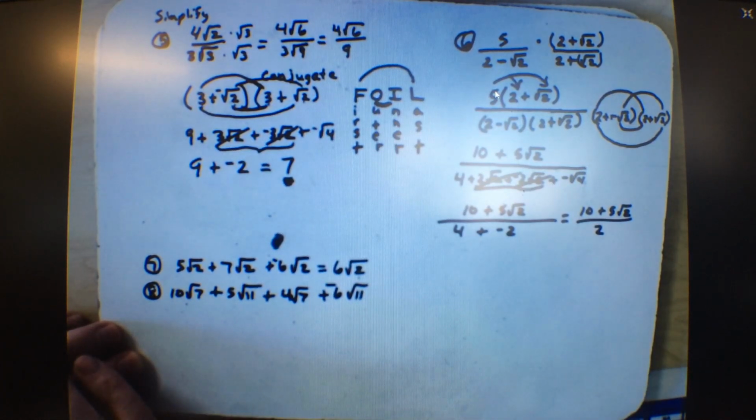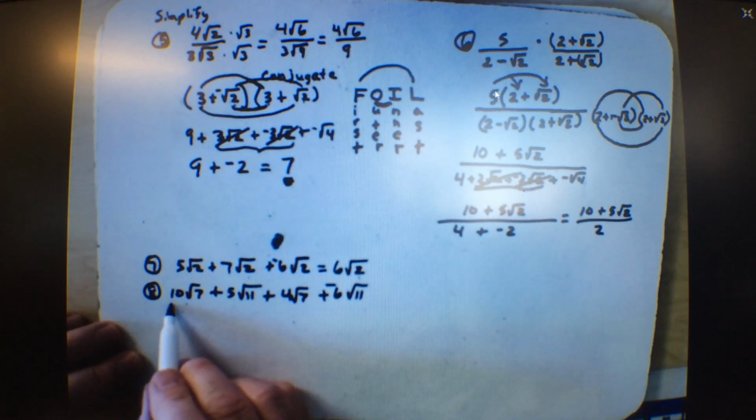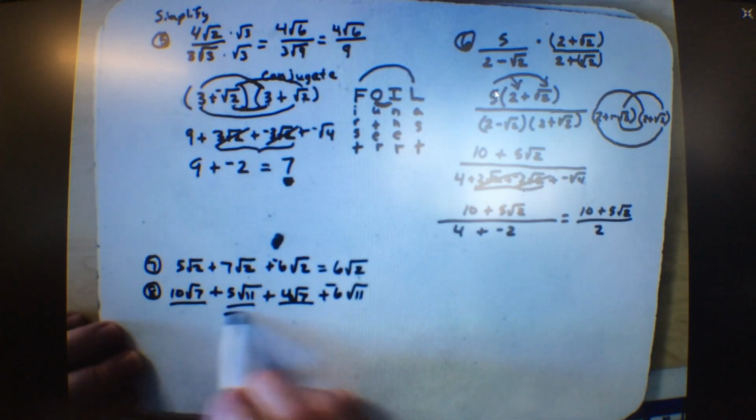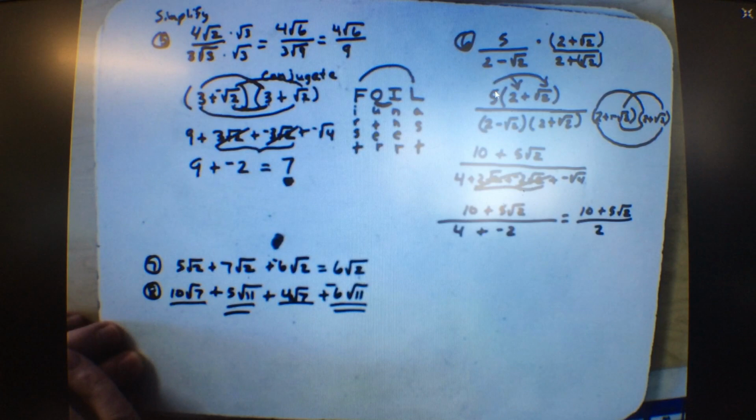First thing I do, because I'm going to rearrange them, you'll notice that this guy and this guy are like because they have the same radicand. This guy and this guy are like because they have the same radicand. Are we following that? Allie?